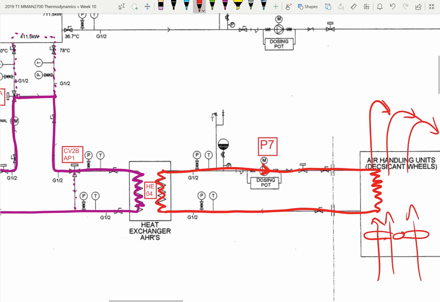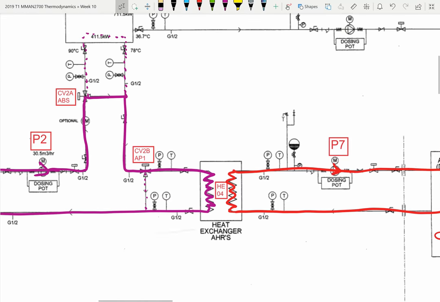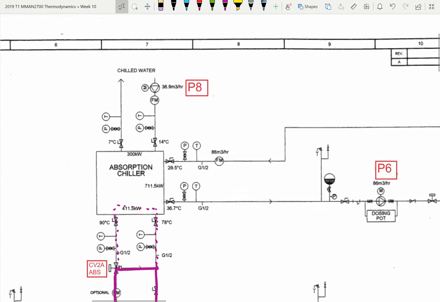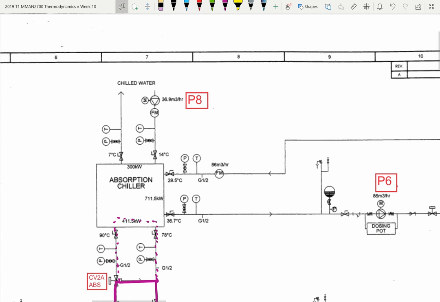All right. So when it's cold weather, you want to use the air handling units. And when it's hot weather, you want to use, do I have another color? I can use yellow. We want to use our chilled water. So we bring in cold water through the absorption chiller. The water gets colder. And then we push it back out to our building. And then again, this chilled water is used to chill down other parts of the building.